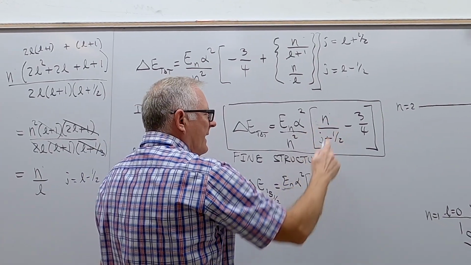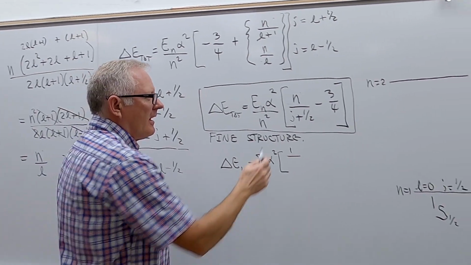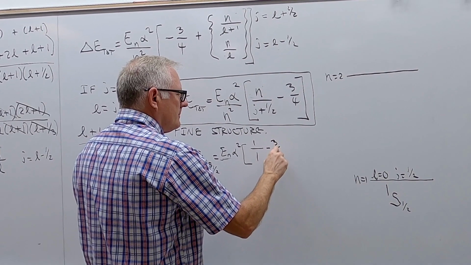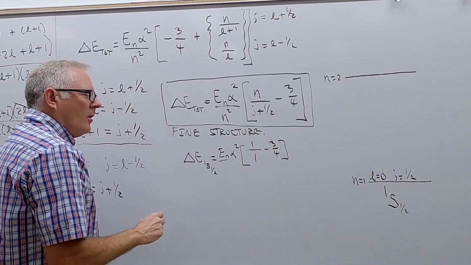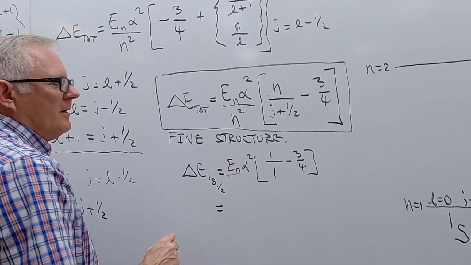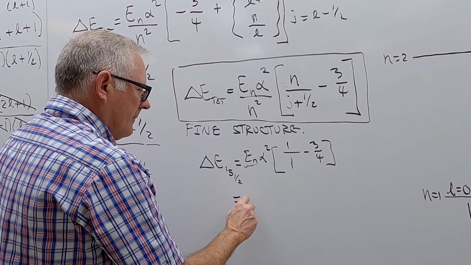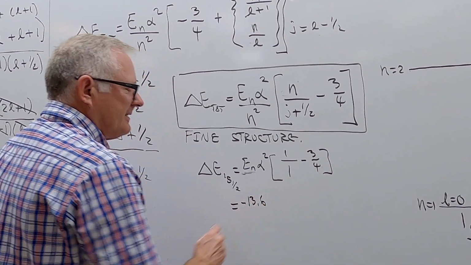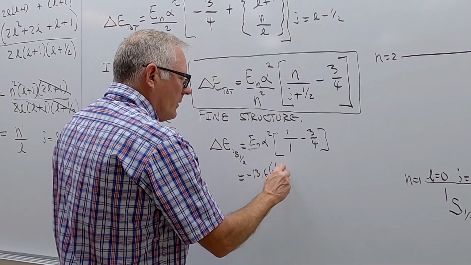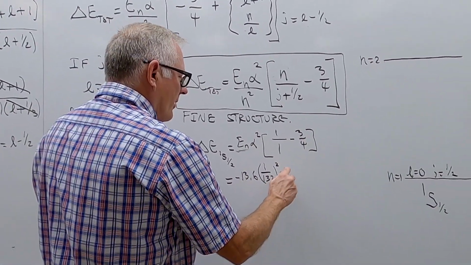So this would be 1 all over J. J was a half. A half plus 1 is 1 minus 3/4. Okay, and E sub n, we do know what E sub n is. It's minus 13.6 for the first level right there. Minus 13.6 eV times 1 over 137 squared times 1 minus 3/4, which is 1/4.